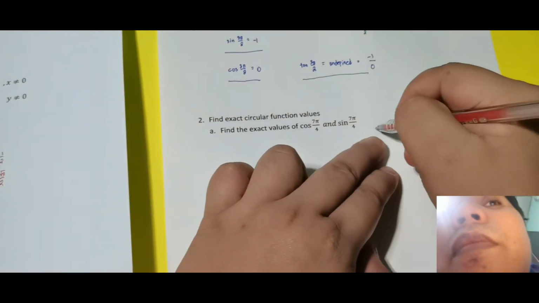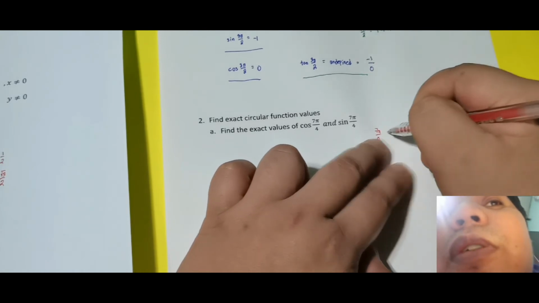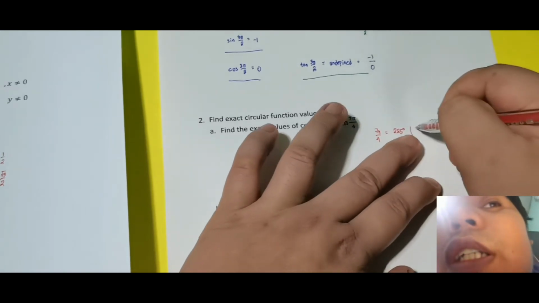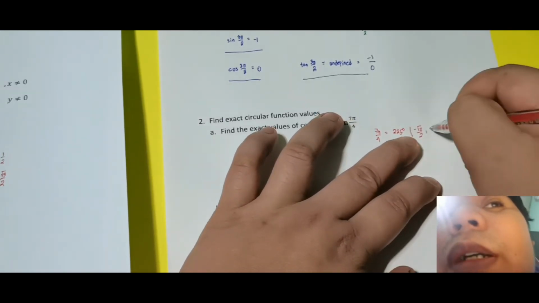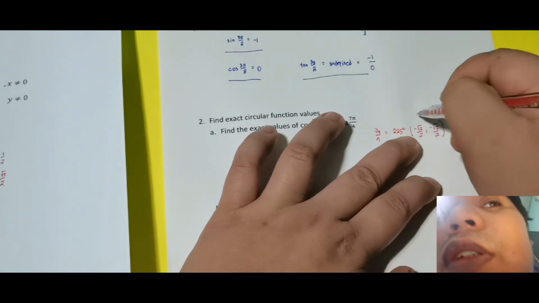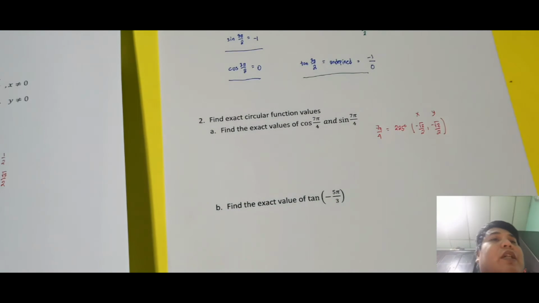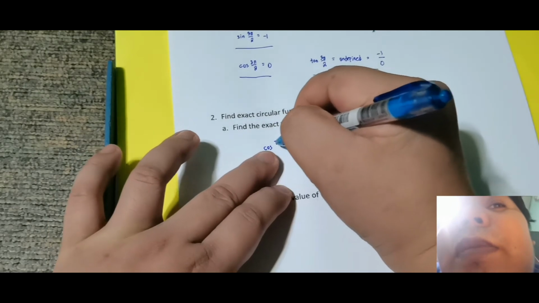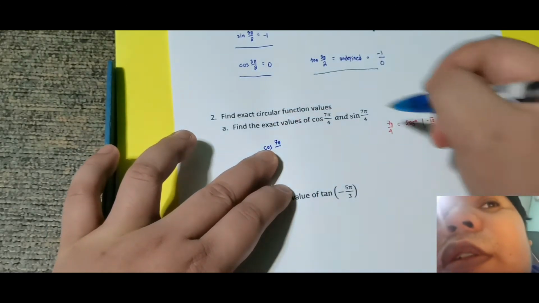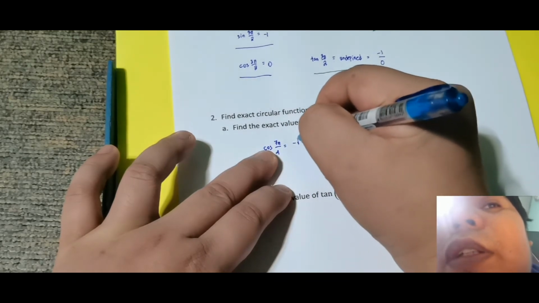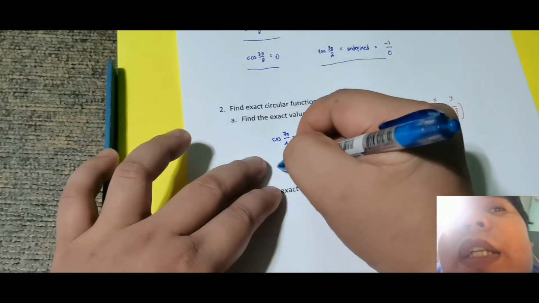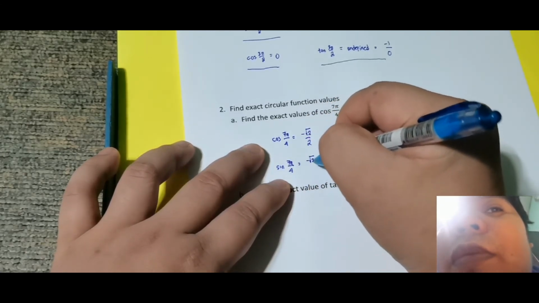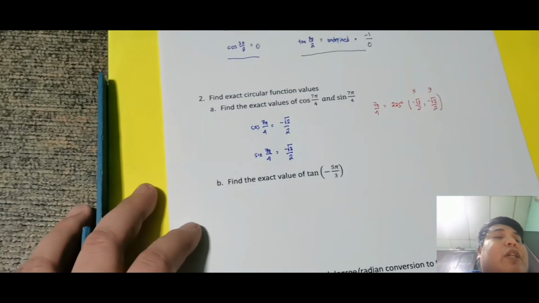So the 7 pi over 4 is simply 225 degrees. Its coordinates are negative square root of 2 over 2, comma, negative square root of 2 over 2. This is x, this is y. Since we are only looking for cosine and sine, I'll write here: cosine 7 pi over 4 is simply negative square root of 2 over 2. The sine of 7 pi over 4 is simply negative square root of 2 over 2. Okay, that easy.